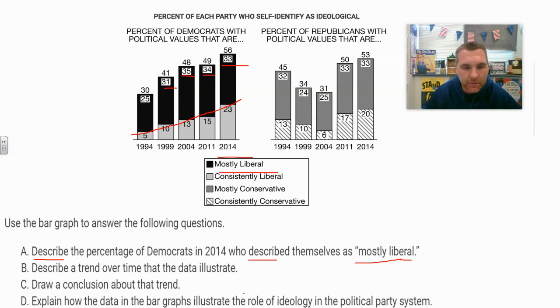Explain how the data and the bar graphs illustrate the role of ideology on the political party system. And this has a big impact because as one party starts getting more to the left or more to the right, this makes it difficult to have compromise, right? To find that common ground. Over here, you can see there's about 33% are mostly conservative. And then these down here are consistently conservative. So again, I guess you're trying to say that these people are definitely more conservative, if you will, than these. But I don't like the wording of that. But anyway, I would say that it just makes it harder to compromise and to come to some kind of conclusion.